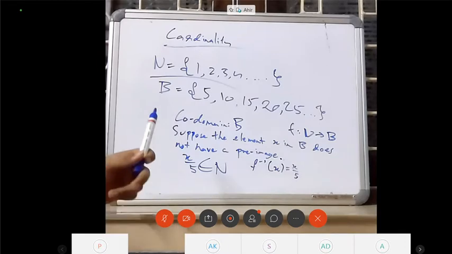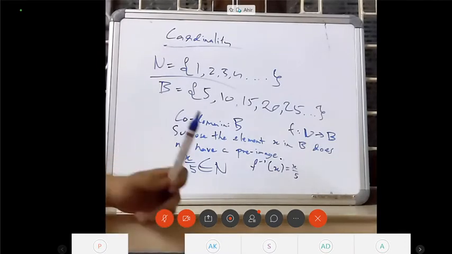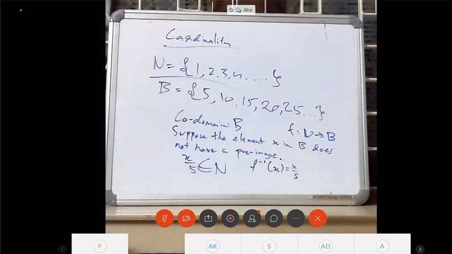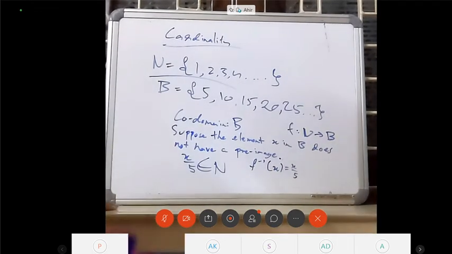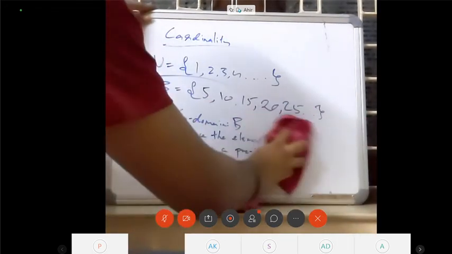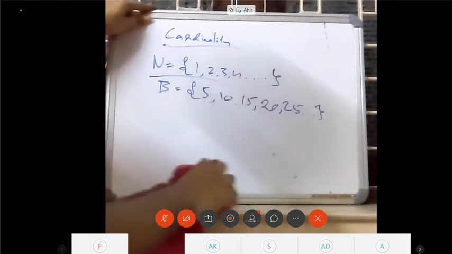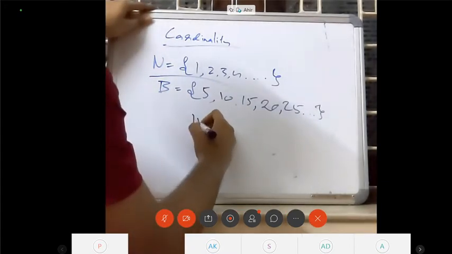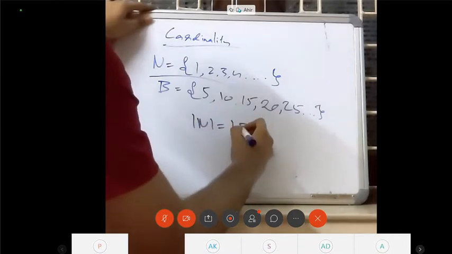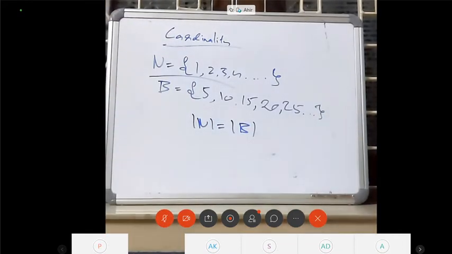So we can say that this function is injective as well as surjective, which means there's a bijection, and hence the cardinality of N is equal to the cardinality of B. It is slightly counterintuitive because it looks like there are more elements in N than B. If you take the set from 1 to 10, then we have 10 elements in N and only 2 elements in B. But since we can establish a bijection, we can say that both of them have the same cardinality.